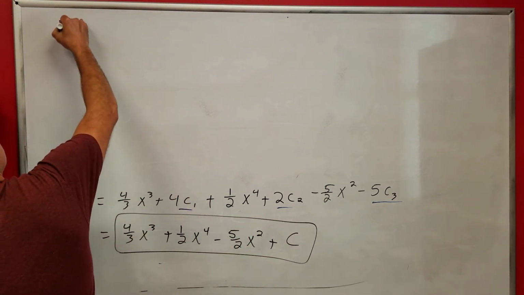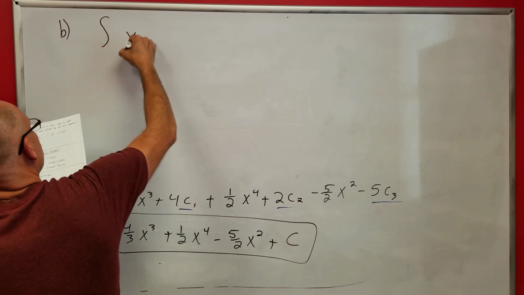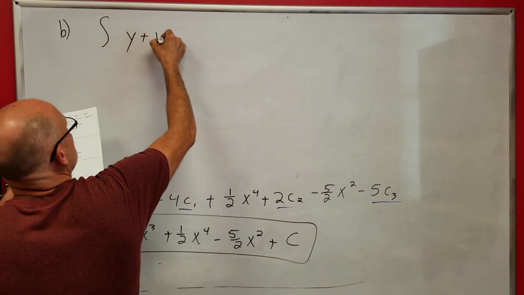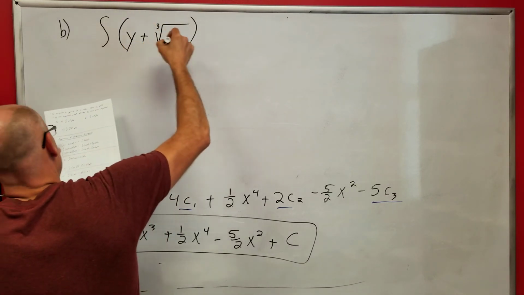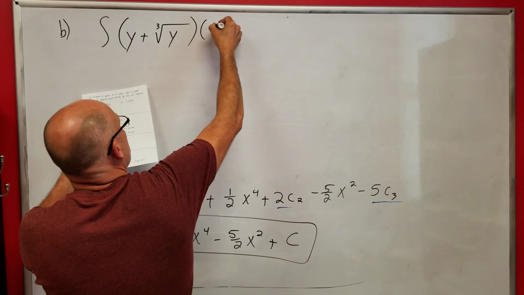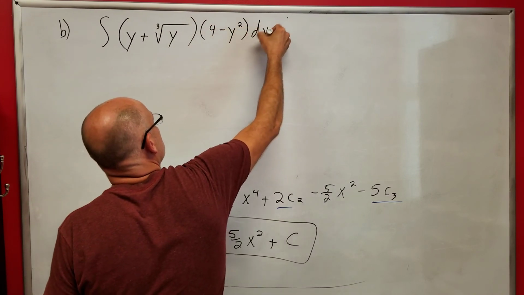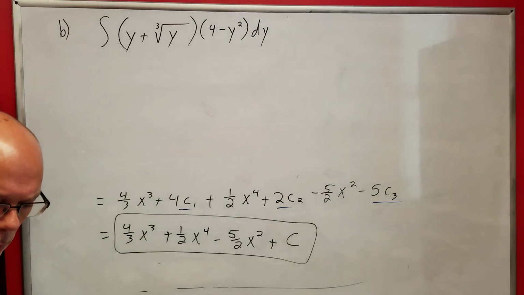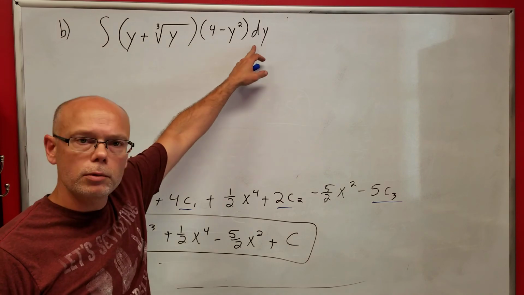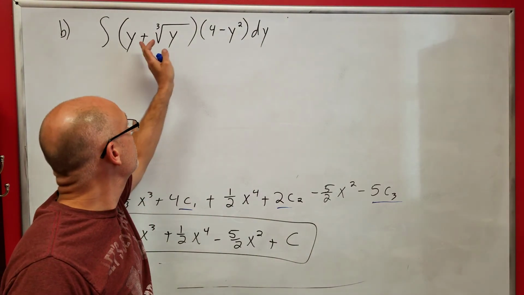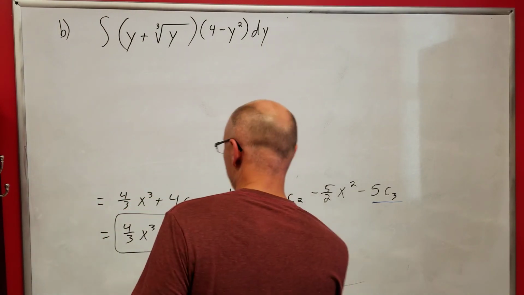Let's integrate y plus the cube root of y, in parentheses, times a new set, 4 minus y squared, close parentheses, dy. Now, what's the difference here? We have y, so we're integrating with respect to y. But it's really the same thing if we put x here, here, here, and here, right? They're just variables.